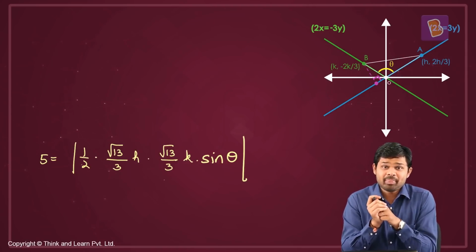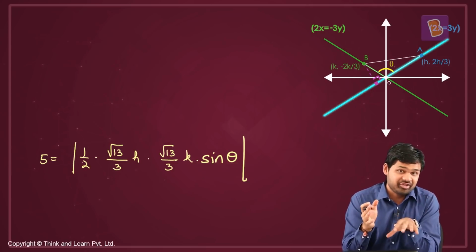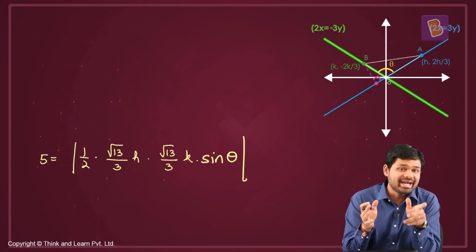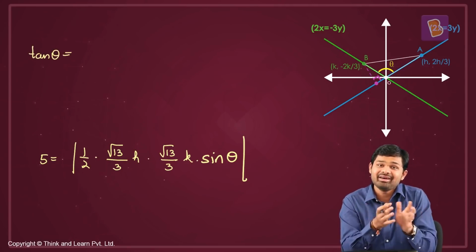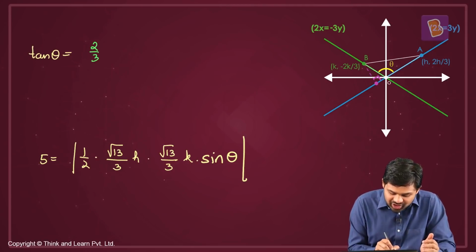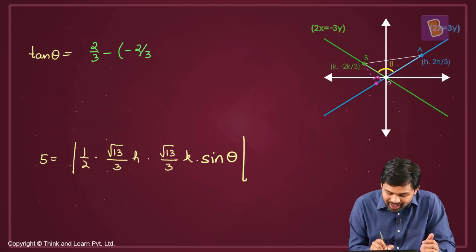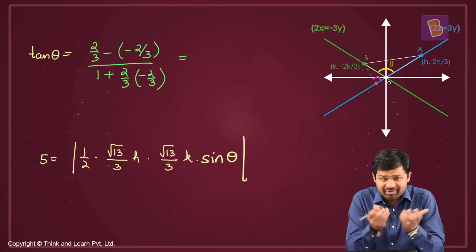What is sine theta? So the slope of the line 2x equal to 3y is nothing but 2 by 3, and the slope of 2x equal to negative 3y is nothing but minus 2 by 3. So I can easily find out tan theta, tan of the angle between these two lines. That's going to be 2 by 3 minus of minus 2 by 3 divided by 1 plus 2 by 3 into minus 2 by 3. So using this, it's going to be very easy.